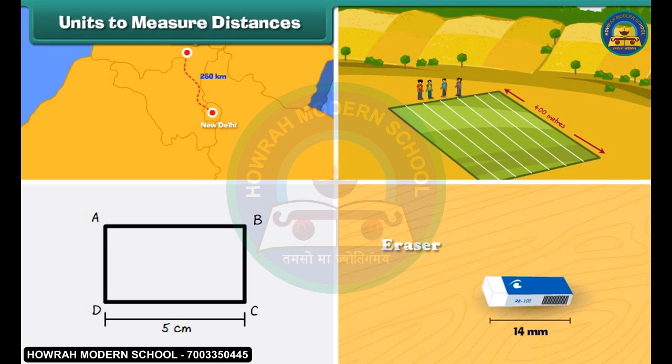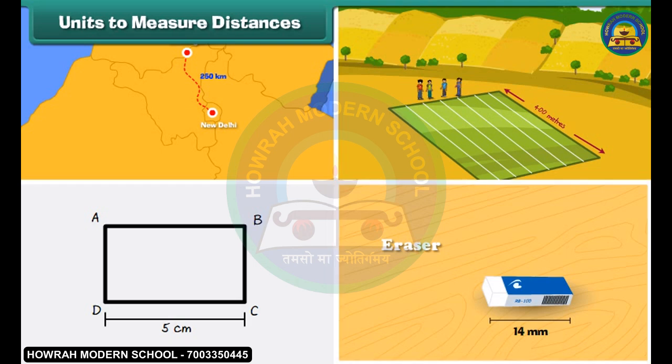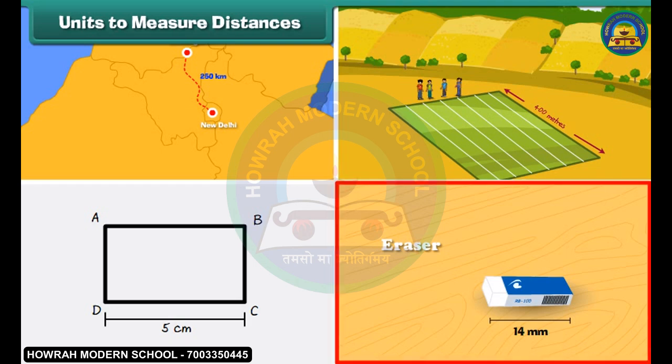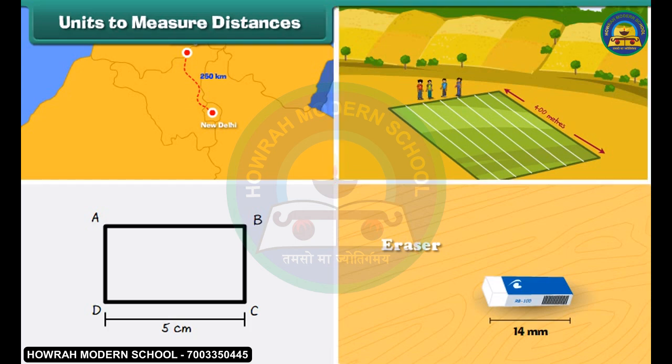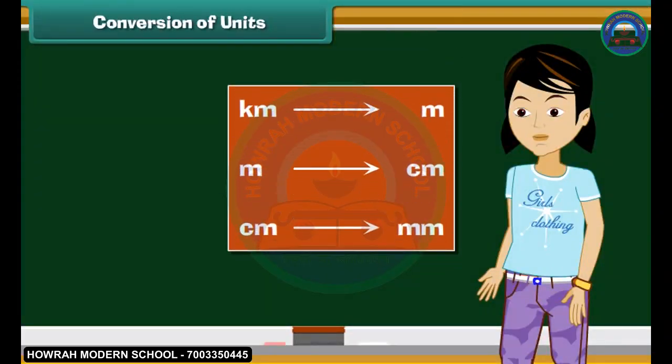Among these, kilometer is the biggest unit used for measuring long distances, while millimeter is the smallest unit used for measuring very small lengths. The standard unit of distance is meters. Friends, let us now learn how to express distances given in one unit in other units.